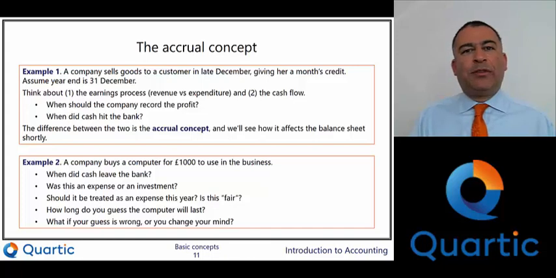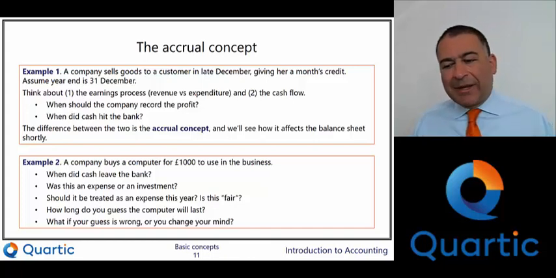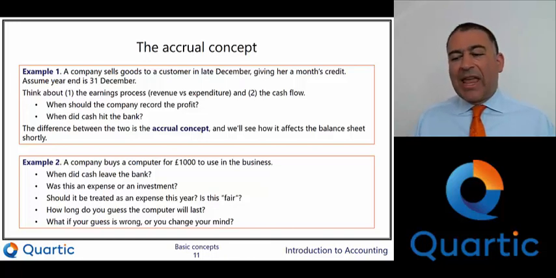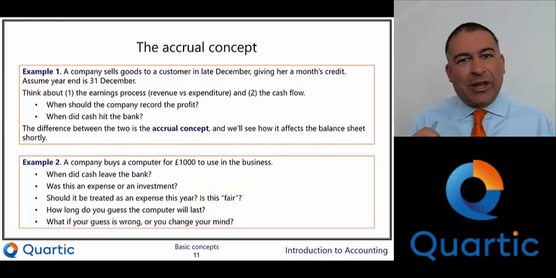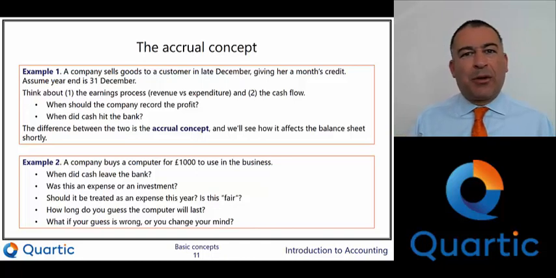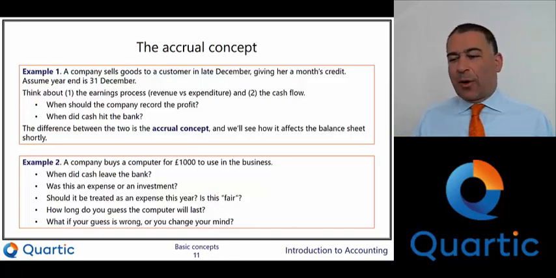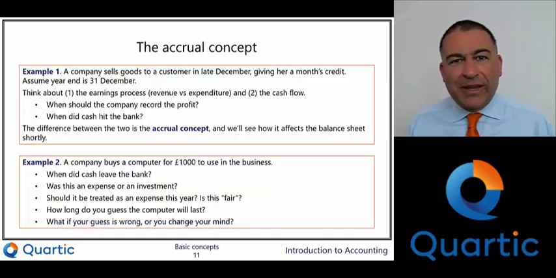We do not put it through the income statement immediately because the income statement shows an expense. It's not an expense. If we treated it as an expense, can you see this as the question, is this fair? Well, it's not fair, if you like, because this year you'll be showing the £1,000 cost, whereas the computer we hope is going to last us for a number of years.